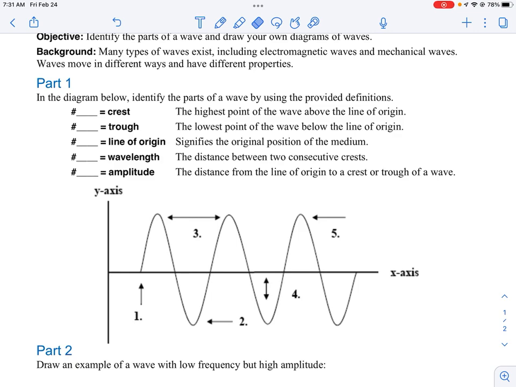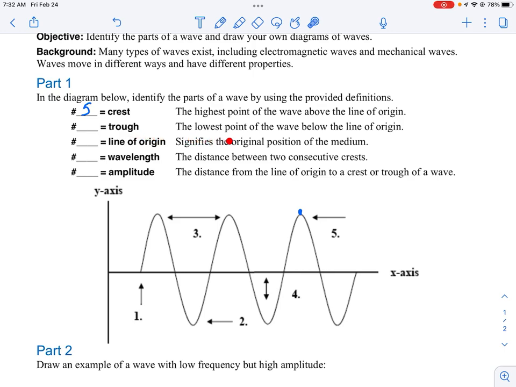So our first one here that we have is this crest. So it says the highest point of the wave above the line of origin. So that's going to be 5 right here, right? But this is a crest anytime it's the highest point. That's always a crest, okay?